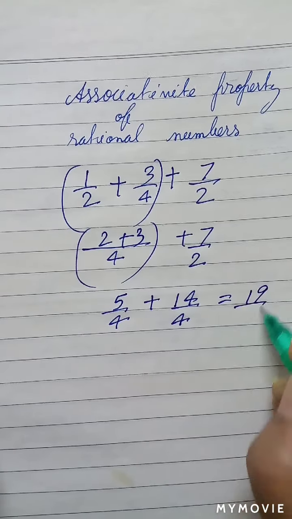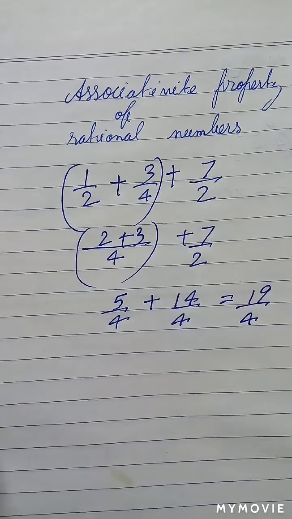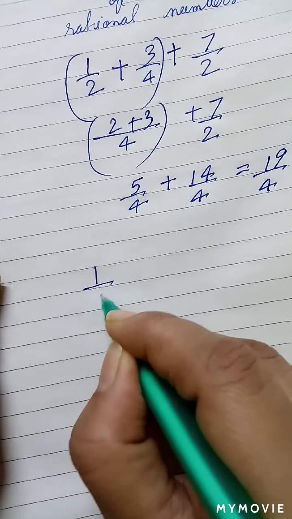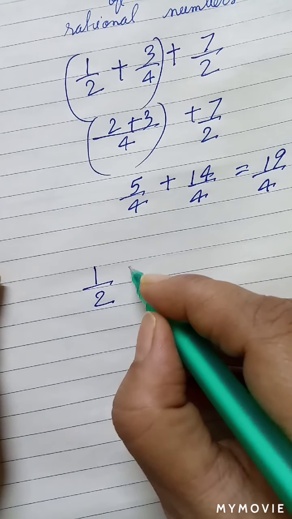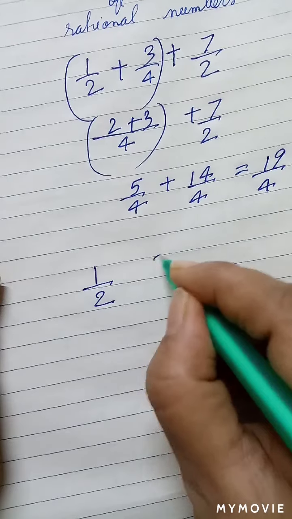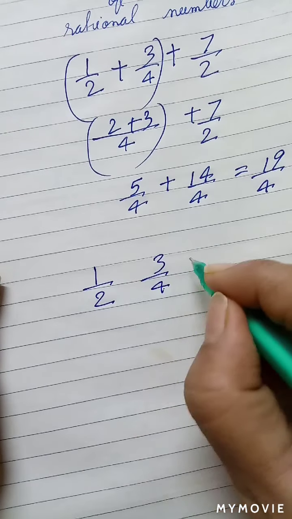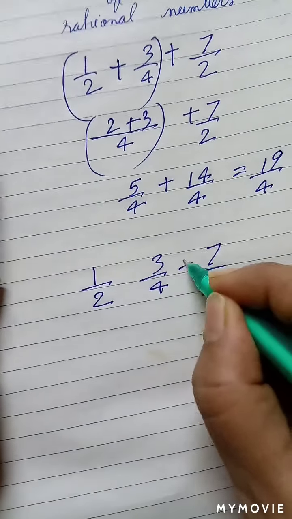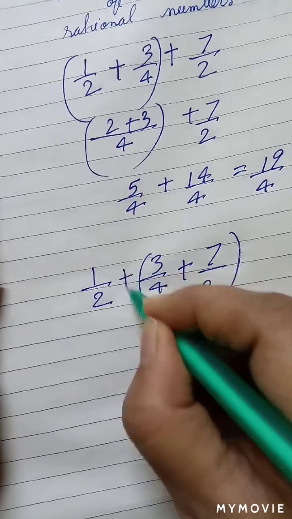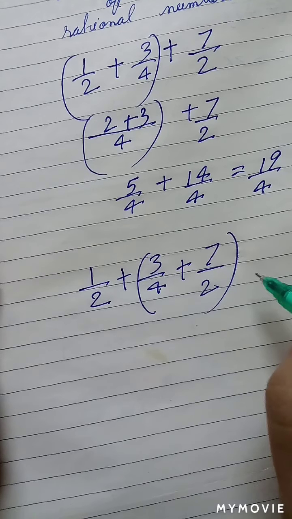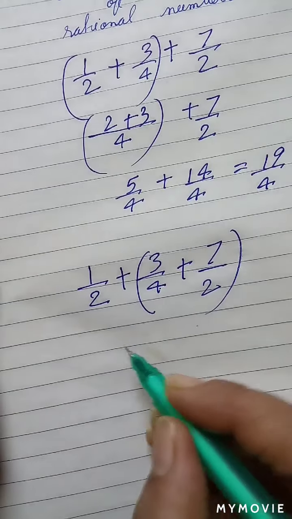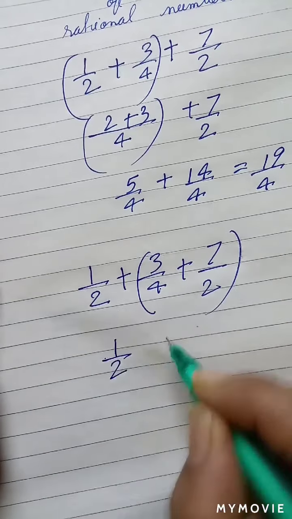We have got 19 by 4. Now, let's do one thing. We have 1 by 2, 3 by 4, and we have 7 by 2. Let's add 3 by 4 and 7 by 2, and then after the sum is obtained, we will add 1 by 2 to it. Let's see what's going to happen.